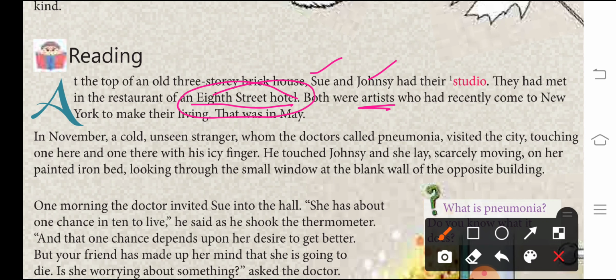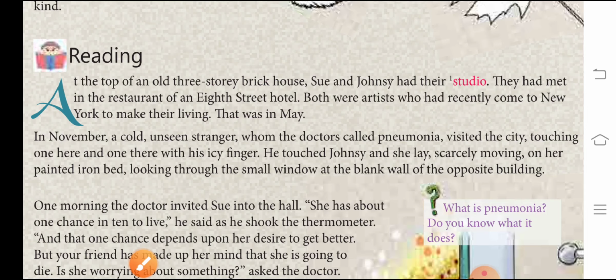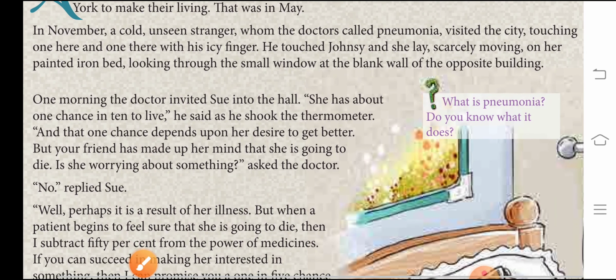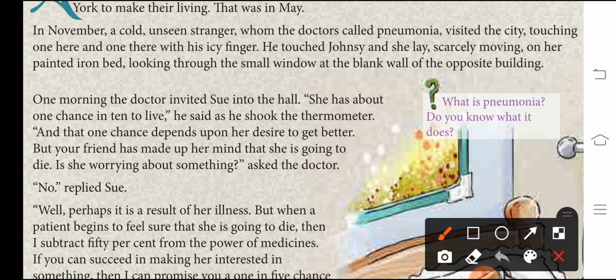Which month are we talking about? We are talking about May, right? Okay, next, when we come to the second paragraph of this story: in November, a cold unseen stranger whom the doctors called pneumonia visited the city, touching one here and one there with the icy fingers. Okay, this icy finger is what? Icy finger means very cold.